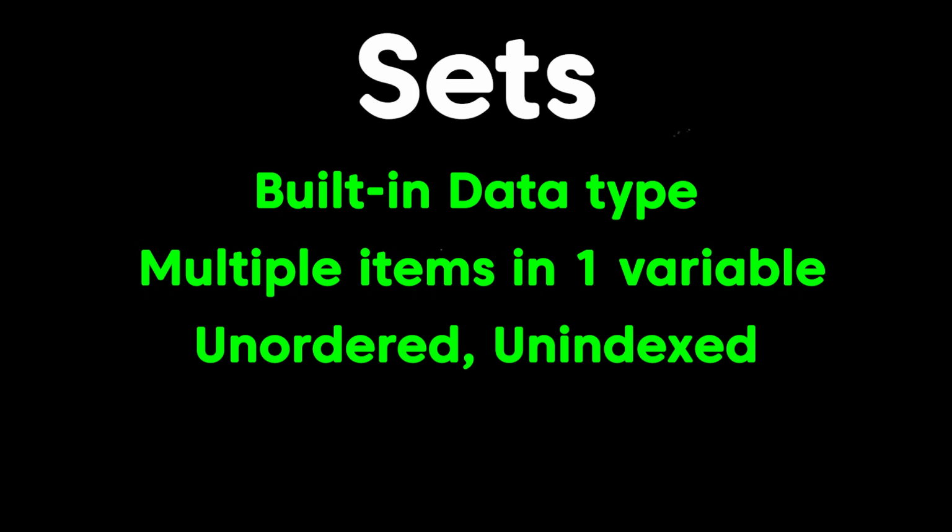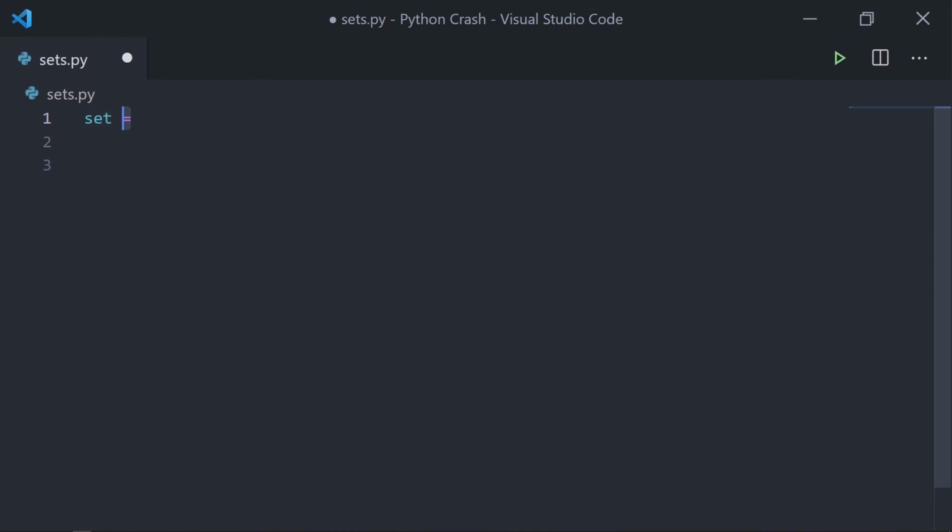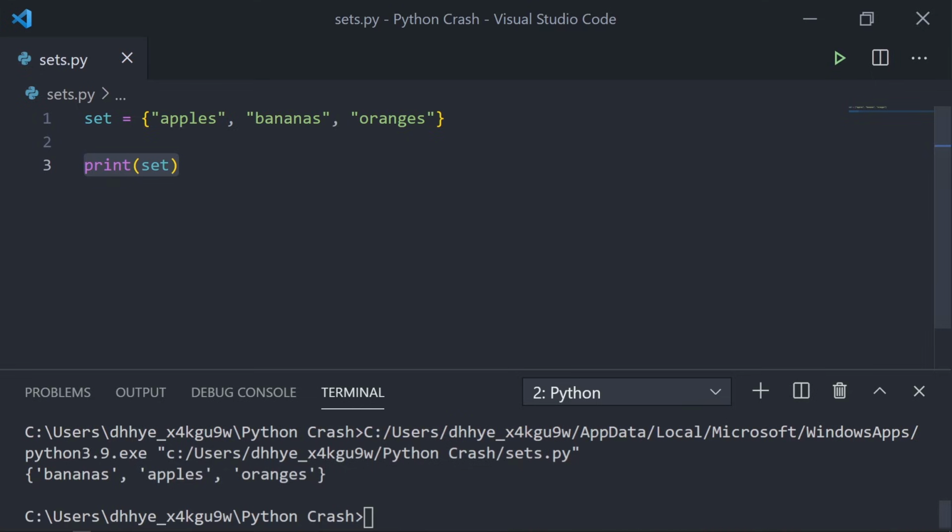However, a set is a collection which is unordered as well as unindexed. And sets are written with curly brackets. Let's go ahead and say set equals to apple, banana, and orange. Now if you go ahead and print this out, the result will be unordered. This is because sets just don't have a defined order.